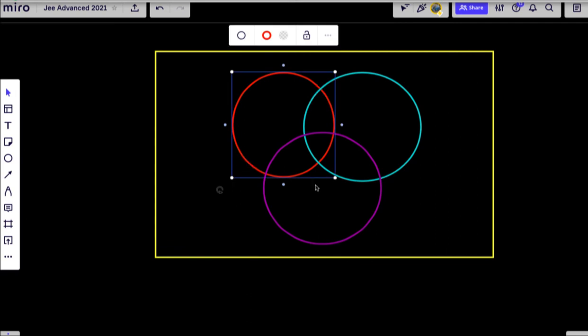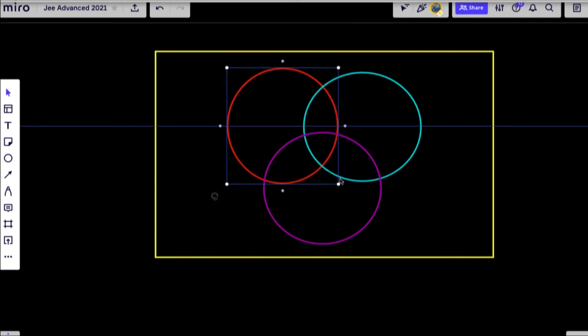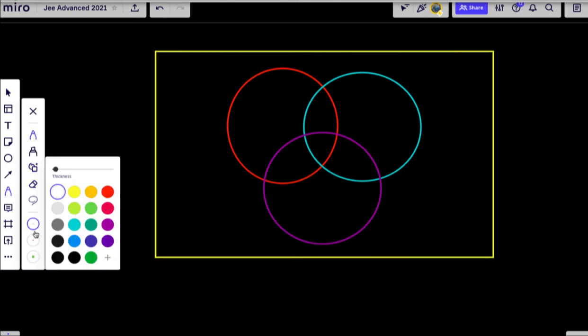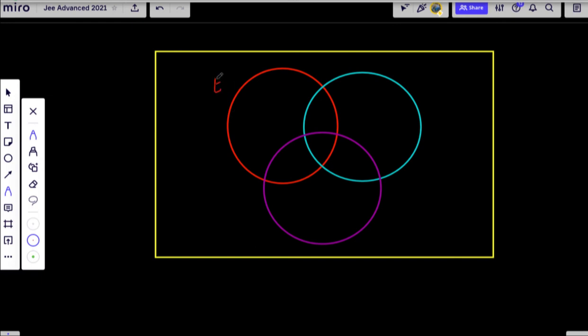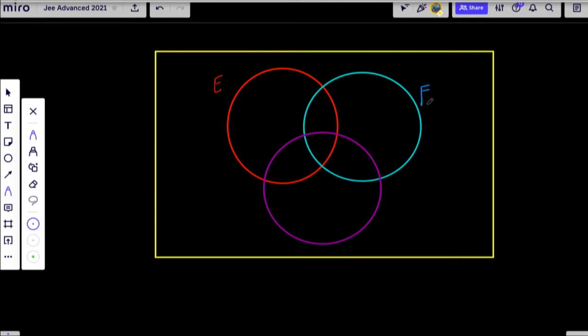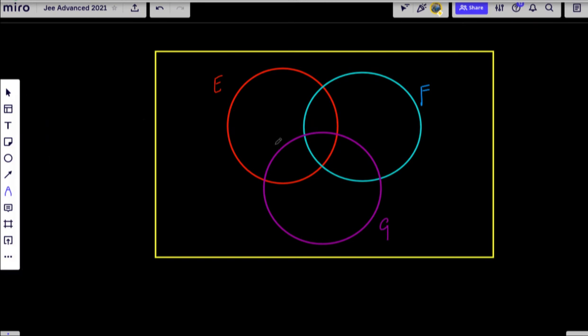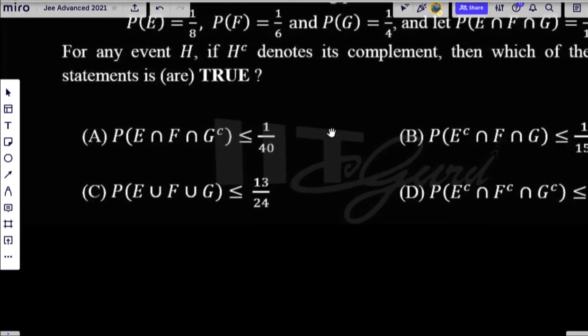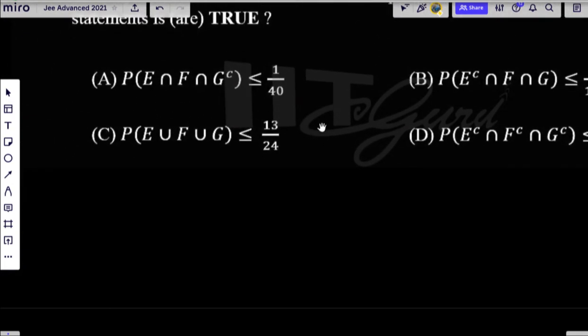And let me say the red one is E. Let me write here, the red one is E over here. Okay. And you can see over here, let's say this be F, and this we can say is G, right? So if we see over here, that is E, so probability of E intersection F is given here. Probability of what data is given. So with this data we have to find E intersection F intersection G.